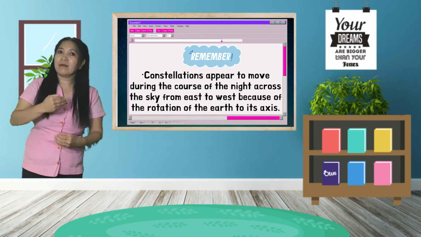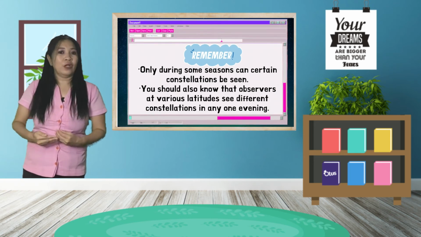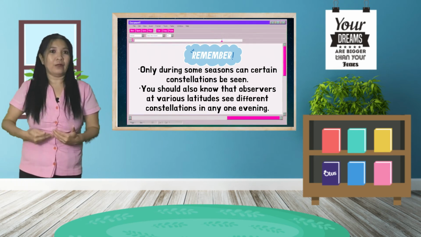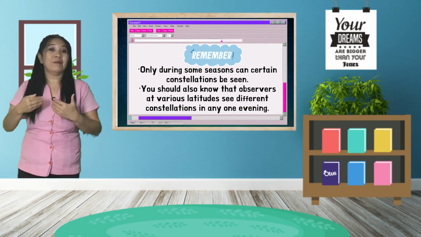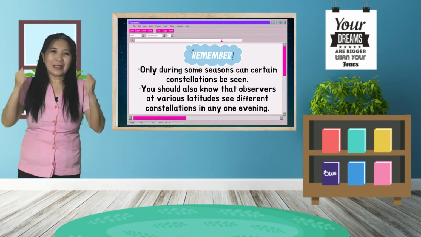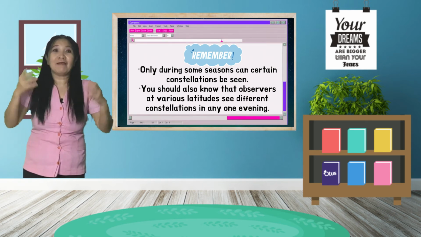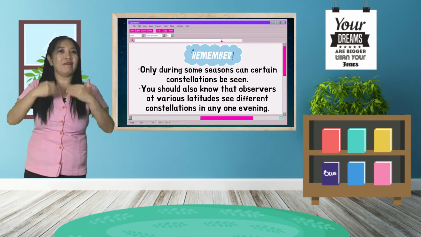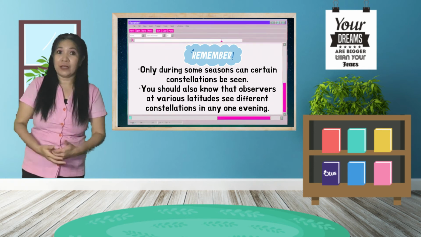Now, only during some seasons can certain constellations be seen. You should also know that observers at various latitudes see different constellations in any one season. So, wow! What great information we had today, students. Is everything clear? If yes, we will proceed now to your evaluation. Let's check if you understood our lesson for today.